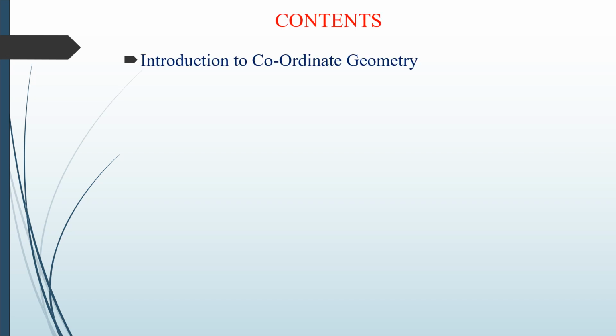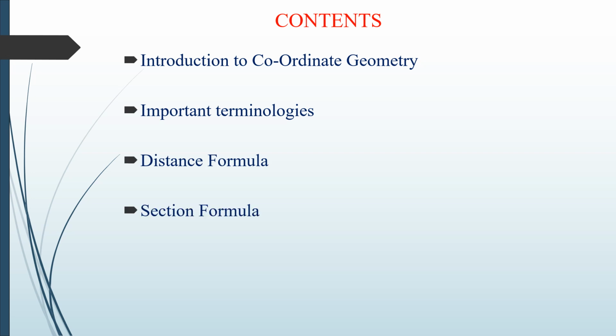First, it is going to be introduction to the coordinate geometry. Then we are going to have a look at some of the important terminology used in this chapter. Next, I will explain about distance formula. Then we are going to see section formula. After that, area of triangle using coordinate geometry. Then some of the related examples.